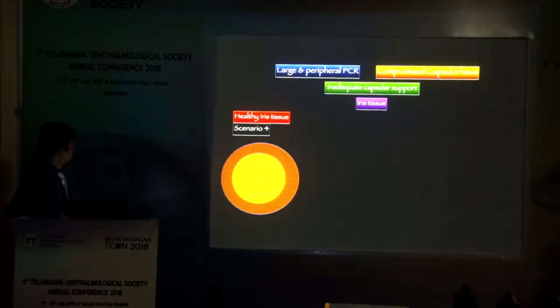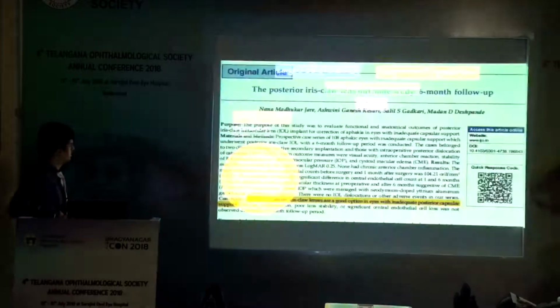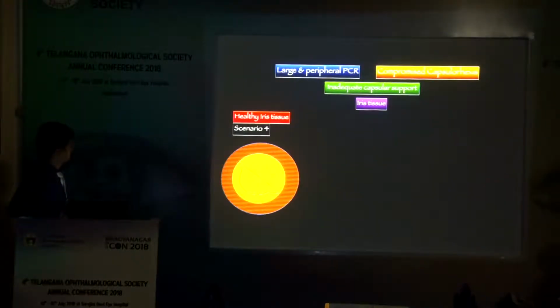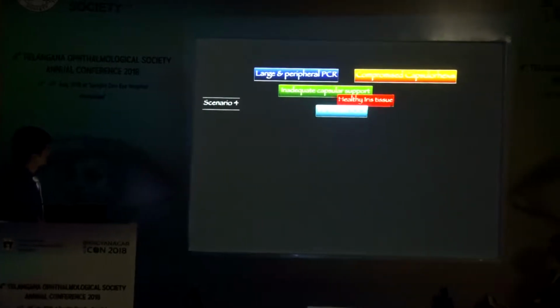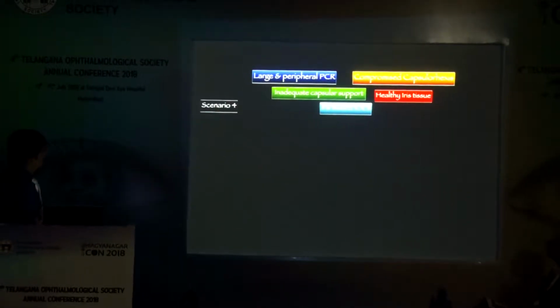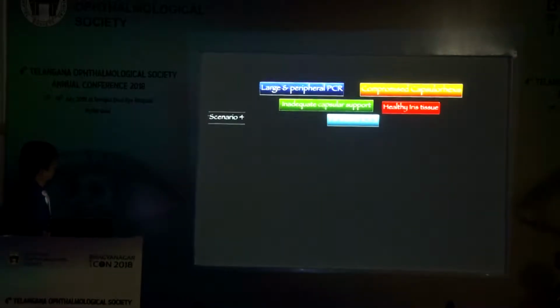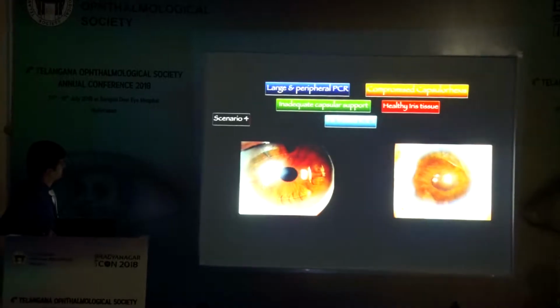When the iris tissue is intact and healthy, iris supported IOLs provide excellent outcomes. These are broadly of 2 types: iris fixated and iris sutured IOLs. Fixation of the IOL to the iris can be done using an iris claw lens and can be fixated to either the anterior or posterior iris surface.